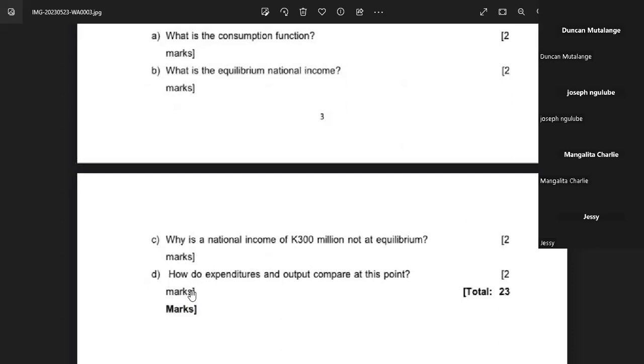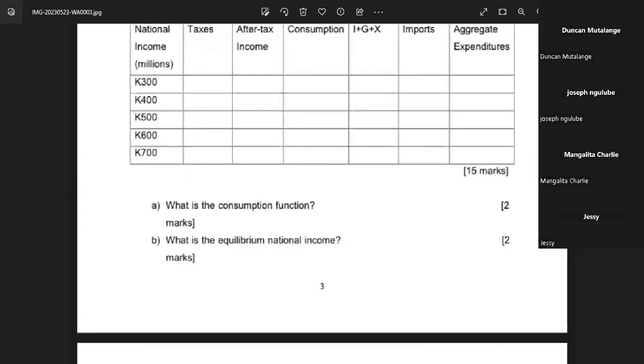Repeat what you said. I said, why is income of 300 not at equilibrium? So at equilibrium, Y is equal to AD, meaning income is equal to aggregate expenditure. But when income is 300, what did we find as our aggregate expenditure? We found 388, right? Which they're not equal. So at equilibrium, they should be equal. We should find 300 here, and for aggregate expenditure, we should also find 300. Okay.